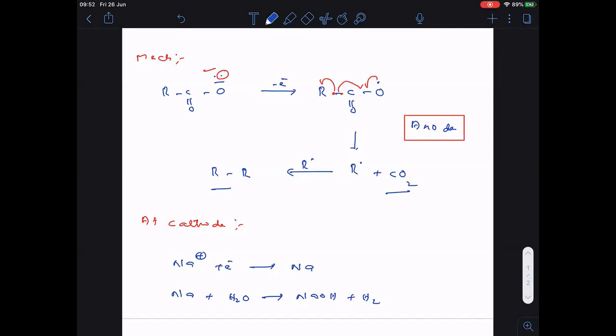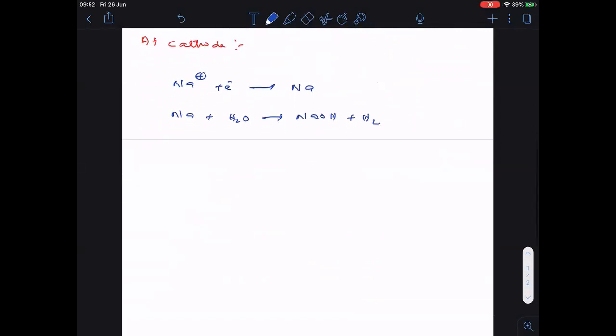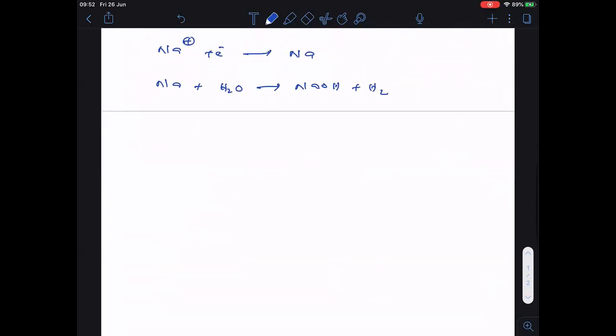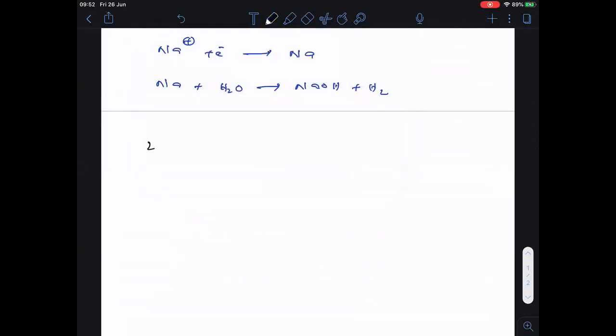Hope you are able to understand this one. Okay. One important point I want to discuss in this Kolbe electrolysis. Before that, let me write the reaction once again. So here, 2 moles of RCOONa is reacting with 2 moles of water. This mixture, when subjected to electrolysis, then here we are getting R-R. Byproducts are common: CO2 plus NaOH plus H2.